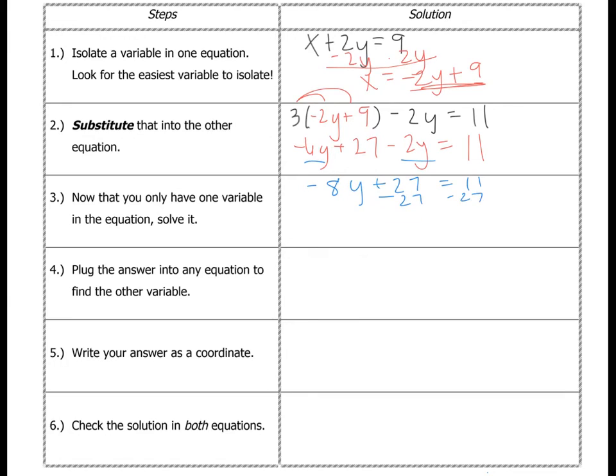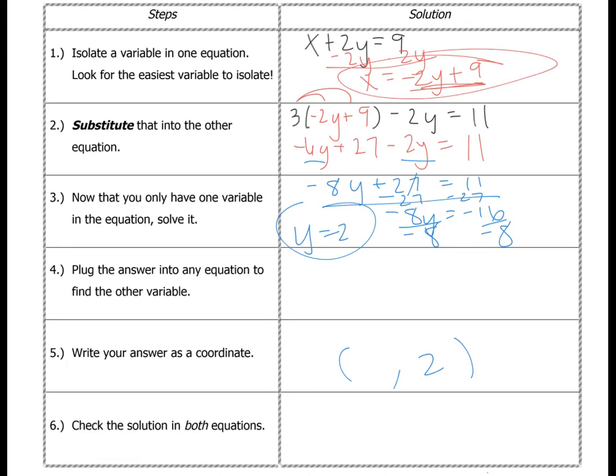Subtract 27 from each side. Negative 8y equals negative 16. Divide by negative 8. And y equals positive 2. So we have our y for the coordinate point. Now that we know what y is, we plug it back into the other equation to find x. Up here, x equals negative 2y plus 9, but we know that y is 2. So negative 2 times 2 is negative 4. Negative 4 plus 9 is 5.